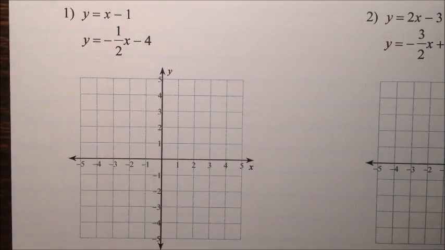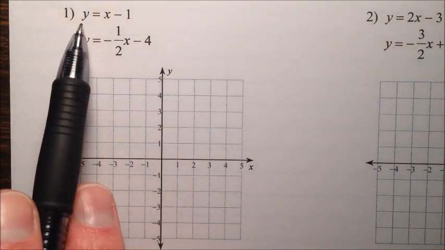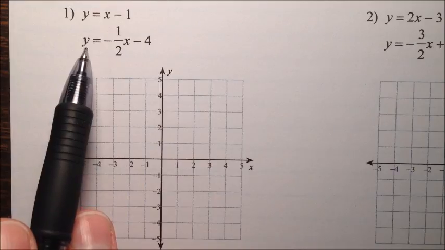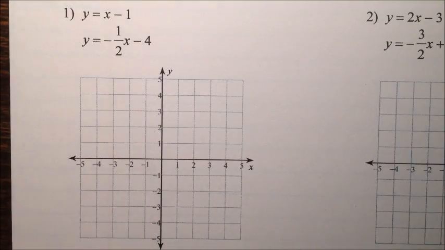In this video, I'm going to look at problems 1 through 8 on the Chapter 3 exam review. Now this section says to solve each system of equations by graphing. So in number 1, we see that we have two equations, y equals x minus 1 and y equals negative 1/2 x minus 4. So I'm going to graph each one of those lines independently, and I'm going to see what kind of relationship they have.